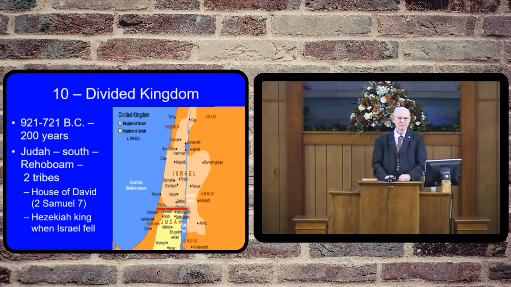Judah's in the south. Two tribes, really most of them have merged now into the one tribe of Judah. Rehoboam, son of Solomon, descendant of David, is on the throne in the south. Keep in mind 2 Samuel chapter 7: there's always going to be a descendant of David on the throne as long as there are kings in Judah. Some of the kings we can mention: Hezekiah was a good king. Hezekiah was actually the king in Judah when Israel fell in the north in 721 BC.